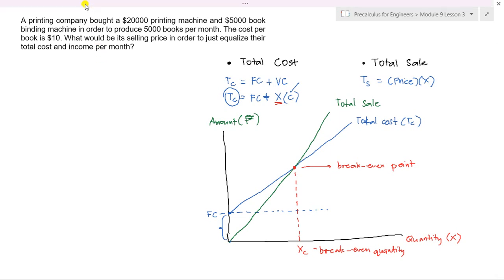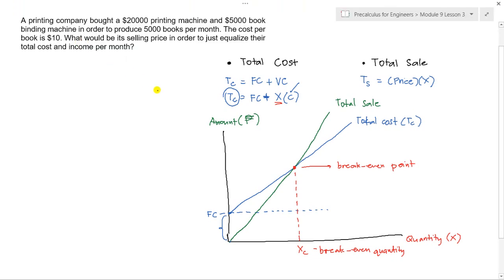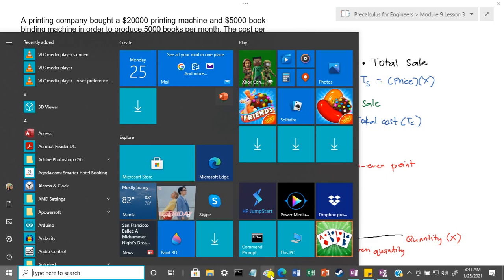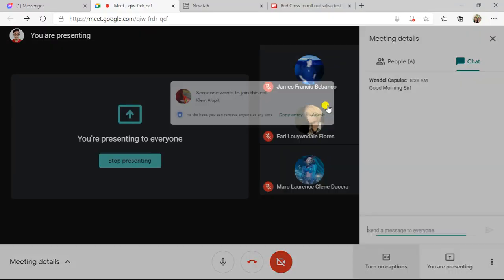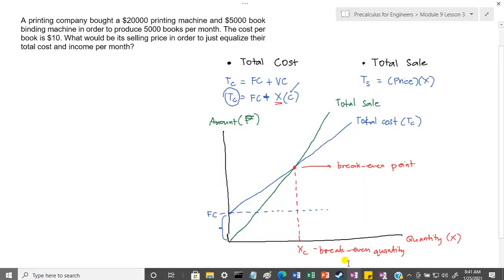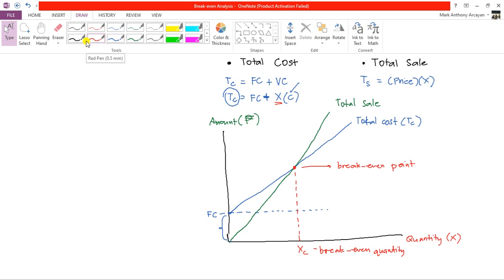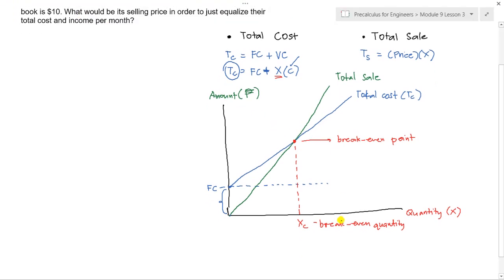Okay, so the goal of a business is of course to make a profit. So based on this graph, if you only produce the break-even quantity, you're not gaining anything. You're just wasting your time.